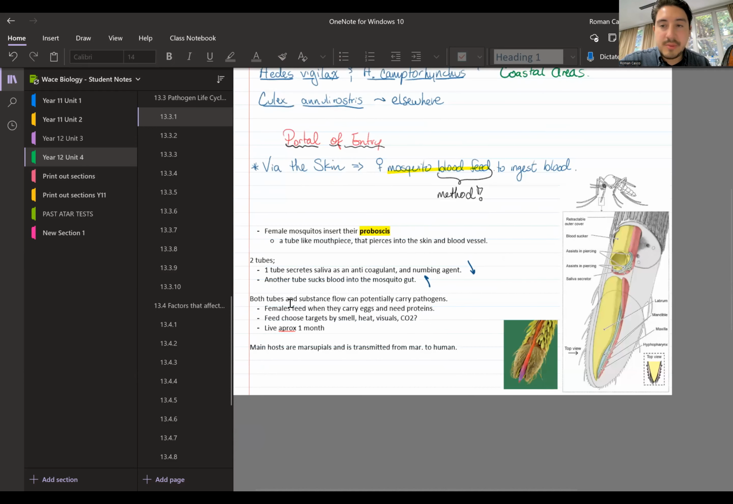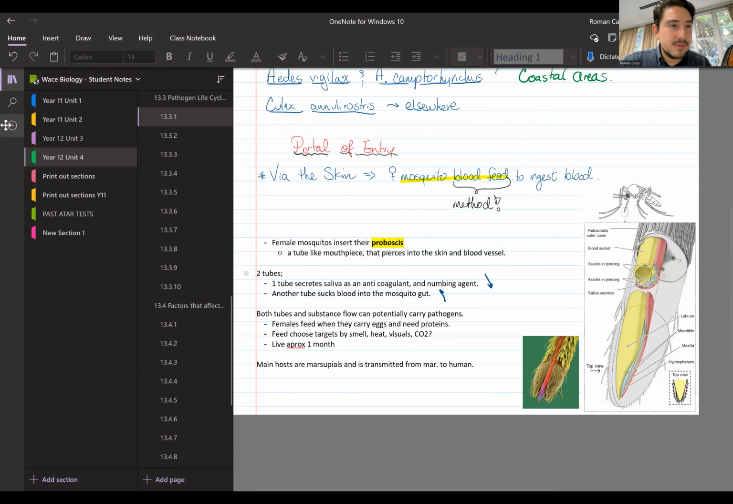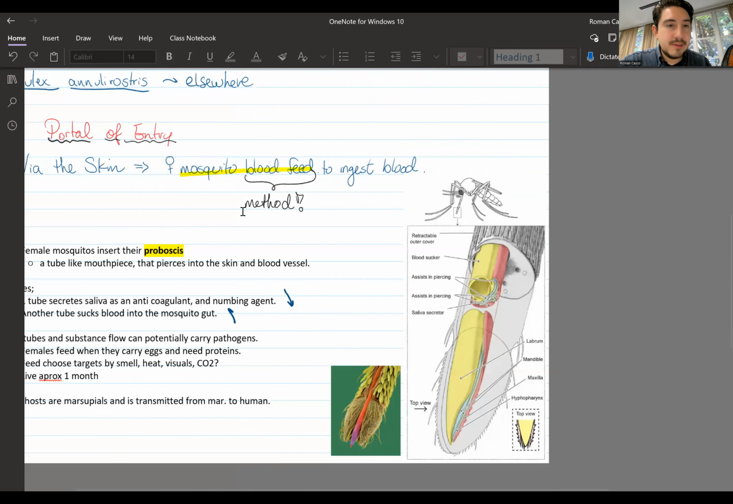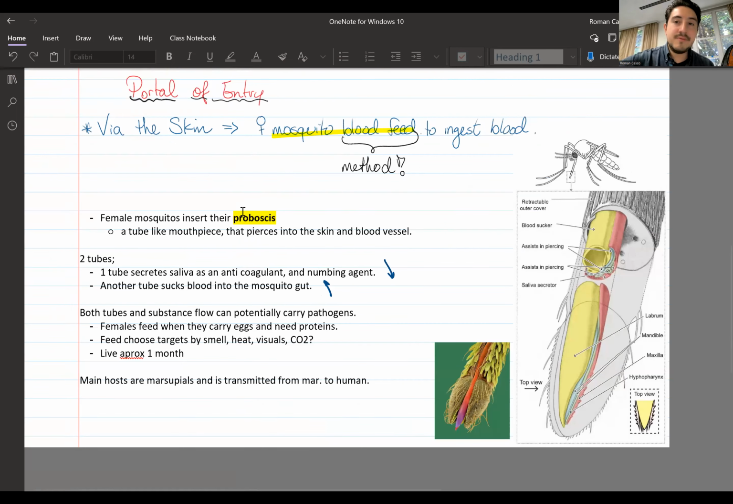I talked a little bit about the anatomy. Let me spread this out so you can see it better. A little bit about the anatomy of a mosquito proboscis: there are 2 points of entry, or 2 tubes within this whole structure, which is called the proboscis. One tube sucks in blood, and the other liberates saliva onto the skin of the host, let's say human skin.